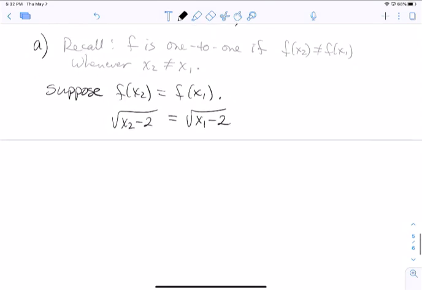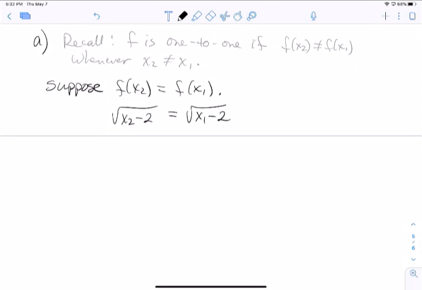And let's just crank on this using algebra. We can square both sides. So x2 minus 2 would equal x1 minus 2. And if we add 2 to both sides, we are forced to conclude that x2 was equal to x1. So I only have the same outputs because I had the same inputs. Now that might not be terribly illustrative.